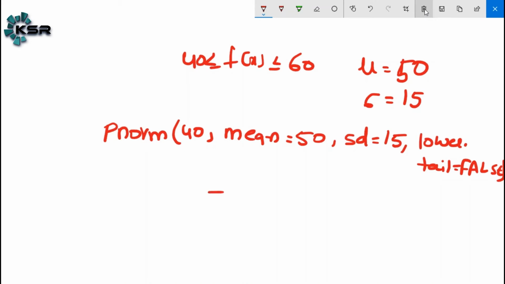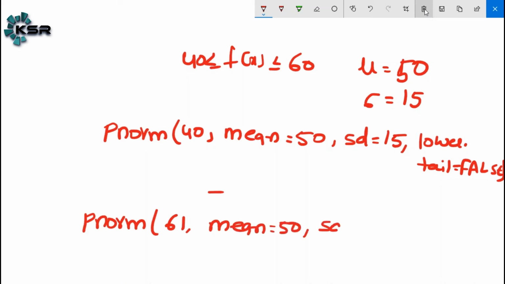minus pnorm of 61, mean equal to 50, comma, SD equal to 15, comma, lower.tail equal to FALSE. Can anyone guess why I have written it like this? Because we need to check the range between 40 and 60.